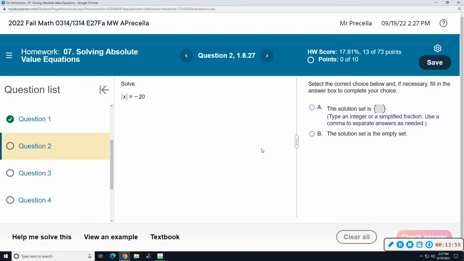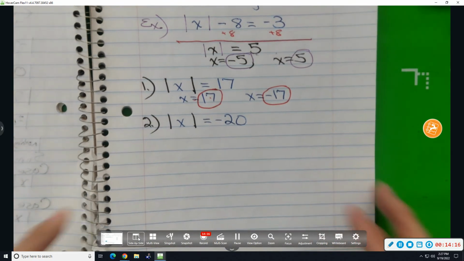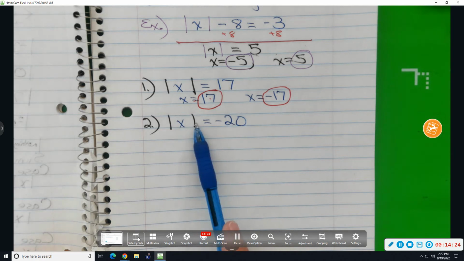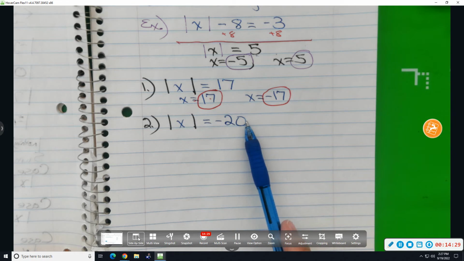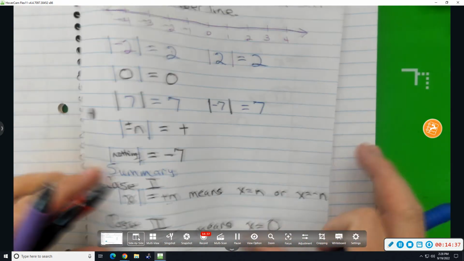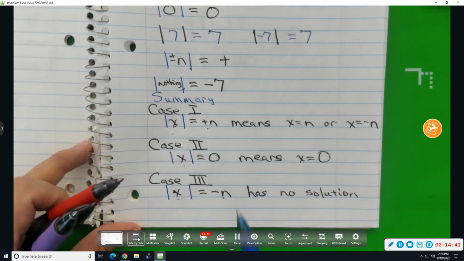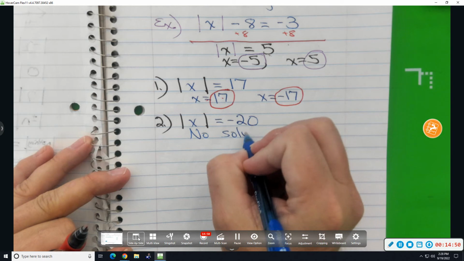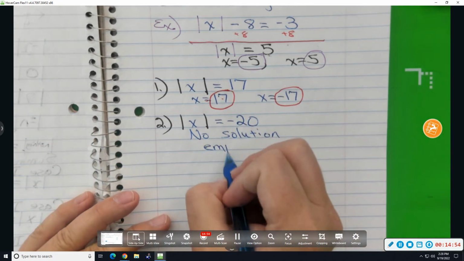Oh, here's number 2. Let me write it down. Absolute value of x is equal to a negative 20. Well, the absolute value is already isolated on one side, and what sort of number do we have on the other side? A negative. What do we conclude in this case? There's no solution. This is a case number 3 situation. Absolute value by itself on one side, a negative number on the other side. So there's no solution. I think they're going to say that the solution set is empty. So I think they're looking for empty set here.